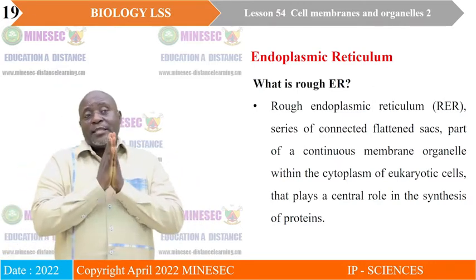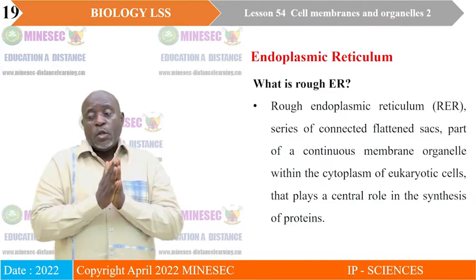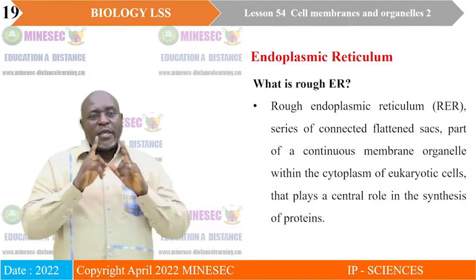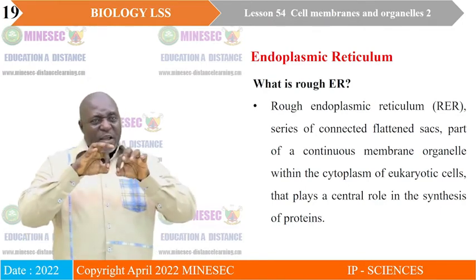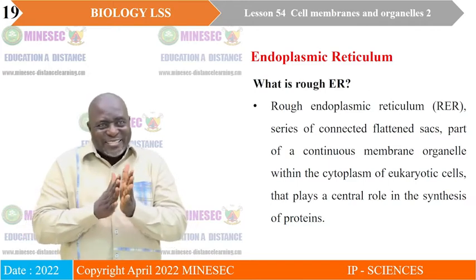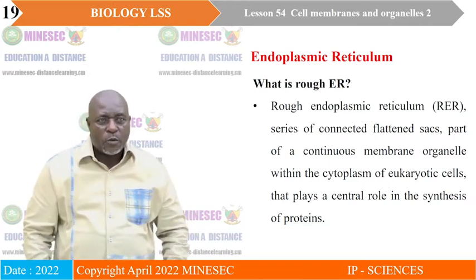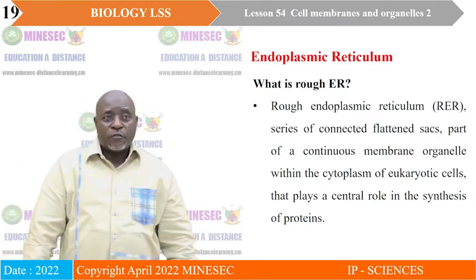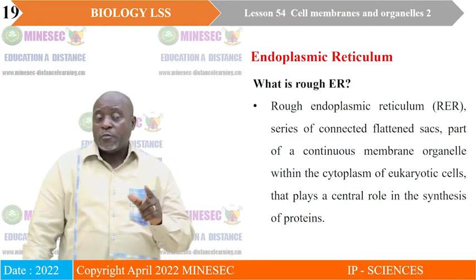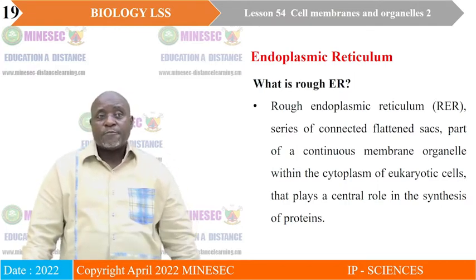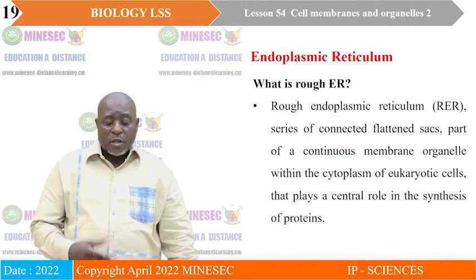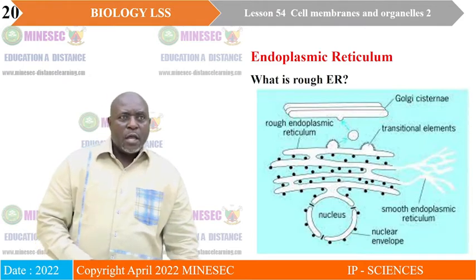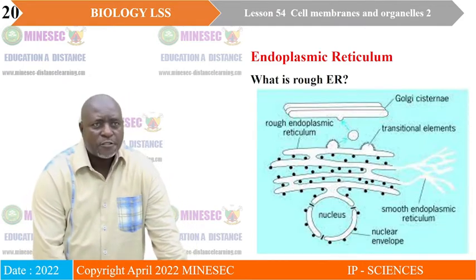Remember that in the analogy of the fortified city, we had a traffic system. So the rough and smooth endoplasmic reticulum form a traffic system that will facilitate the intracellular transport of molecules. We have seen that there are hormones, steroids and phospholipids, so the smooth endoplasmic reticulum will transport them. Now we're seeing that this one plays a role, because of ribosomes, in the synthesis and packaging of proteins. Now look at it. That is how it functions.